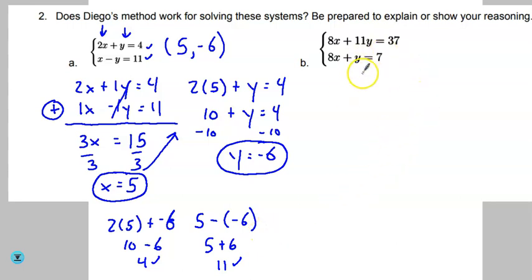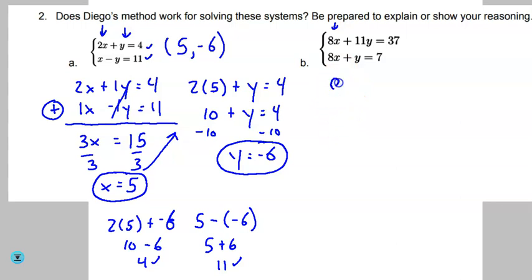So on B, if you haven't done B already, when you look at it, the x's line up to be eliminated. They both have 8s, but they're both positive. So this one, you're going to have to subtract the two equations. Don't add them, subtract straight down. So try that, pause if you haven't yet. If you already got it, keep going.